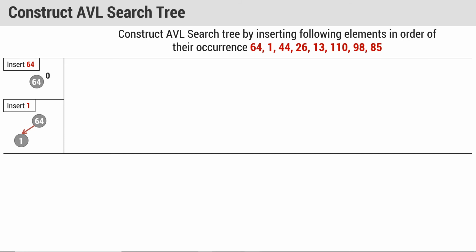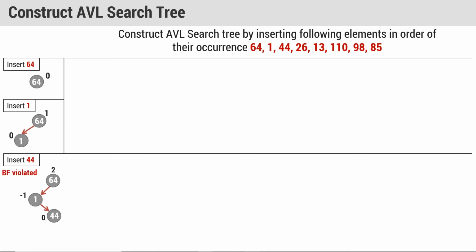Now we have to check the balance factor. The balance factor at node 1 is 0 and at node 64 it is 1. So it is again a balanced tree. Now again we have to insert the next node, that is 44. 44 is inserted on the right side of 1, right? So now again we check the balance factor: at 44 it is 0, at 1 it is minus 1, and at 64 it is 2.